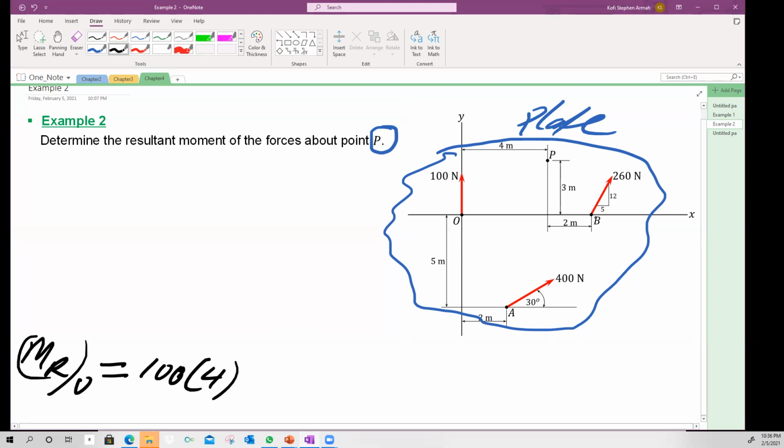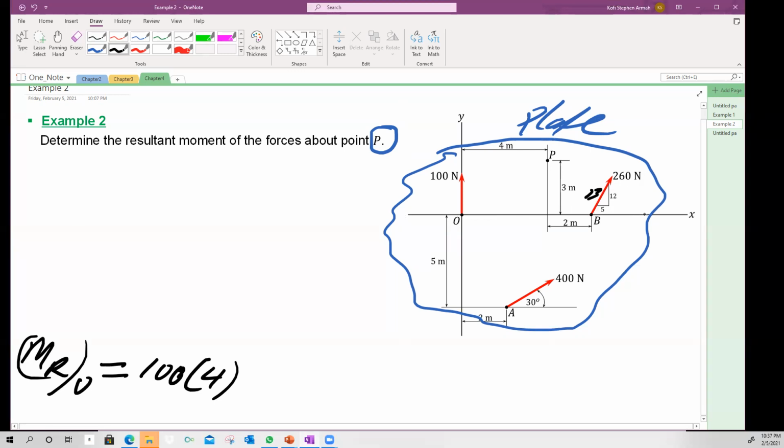Let's move on to the next one, acting at point B. It's acting diagonally. We don't know this perpendicular distance, else we would just multiply 260 by it. So what we do is resolve the 260 into 2, which is what we did in chapter 2, using cosine and sine, vertical and horizontal. They've given the slope triangle, which is 5, 12, and then this side is 13. So let's break it into 2.